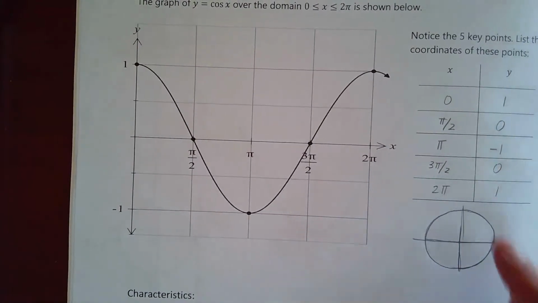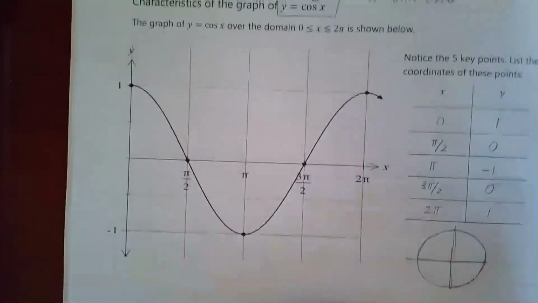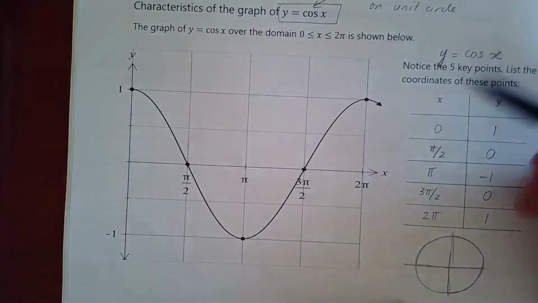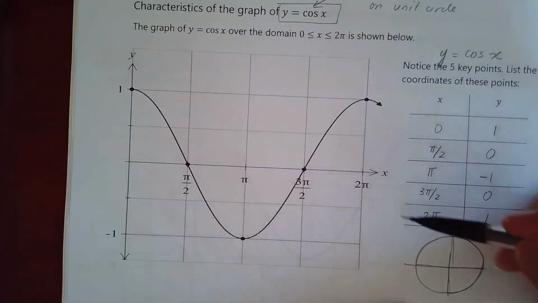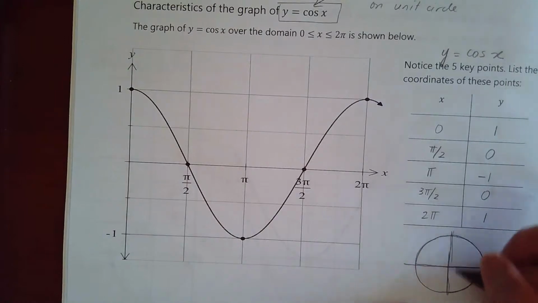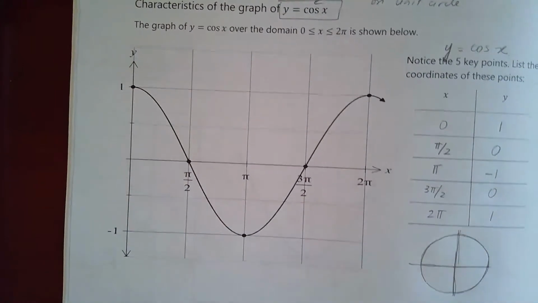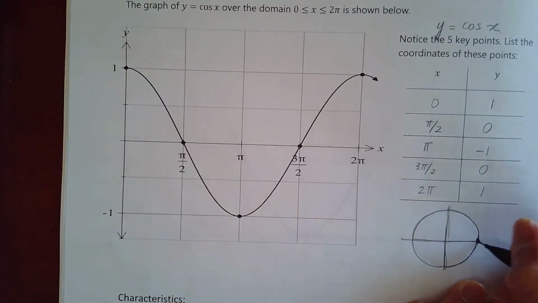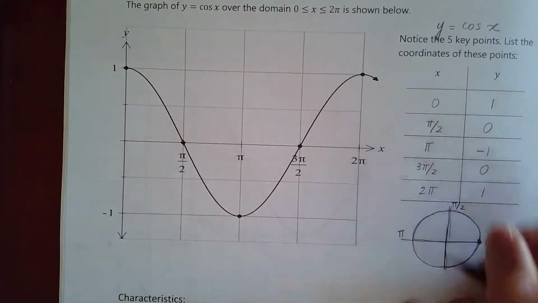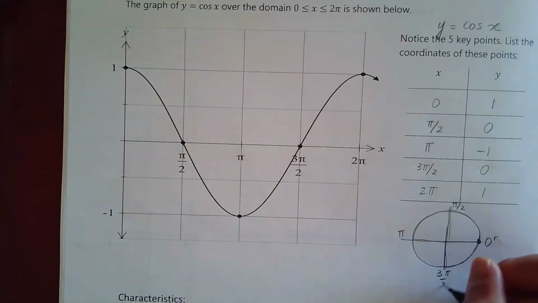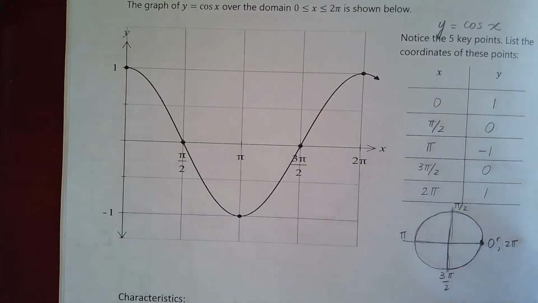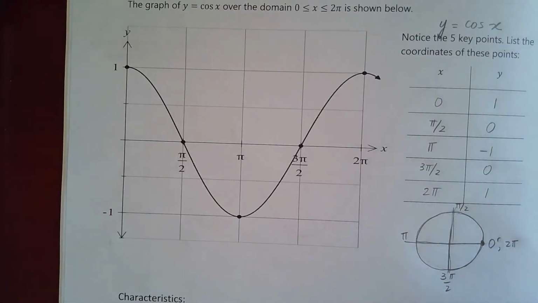Unit circle. And these 5 key points for y equals cosine of x. So x are the angles, and then cosine of x would be the x coordinate of the point on the unit circle. So this is going to be 0 radians. This is my pi halves, pi, 3 pi halves, and then when I go back all the way around, I'm back to 2 pi. Because it's a cosine, I'm looking at the x coordinate.